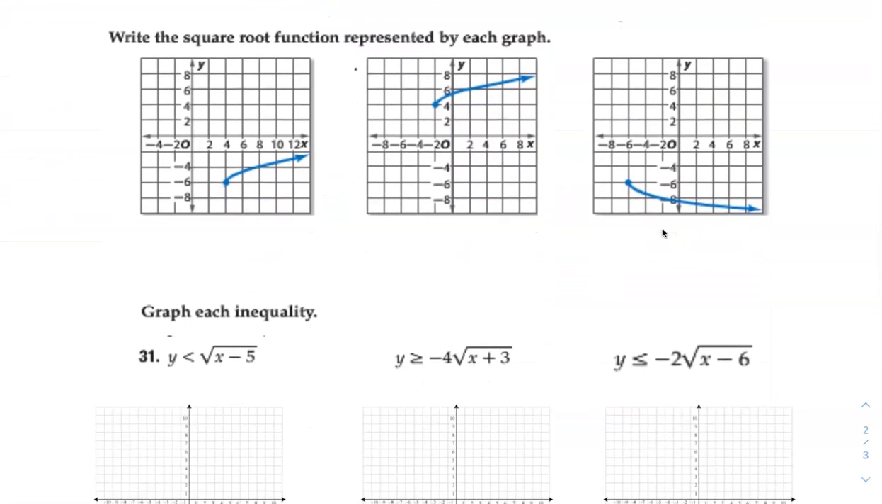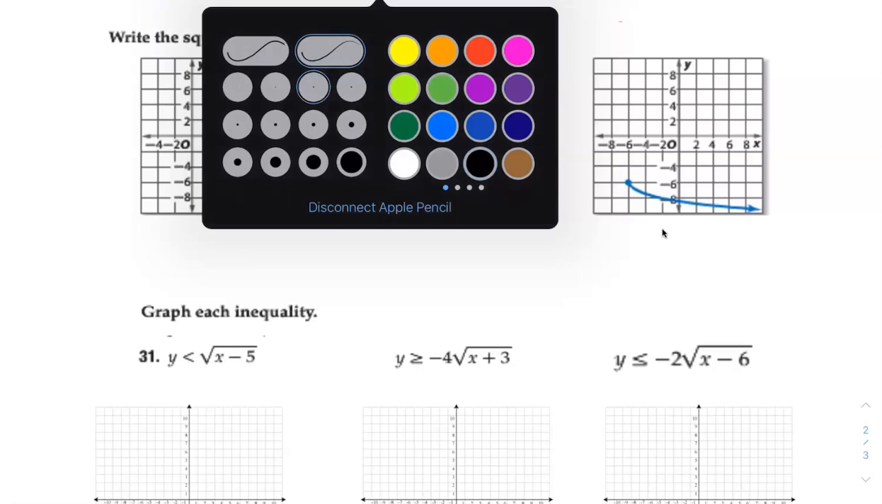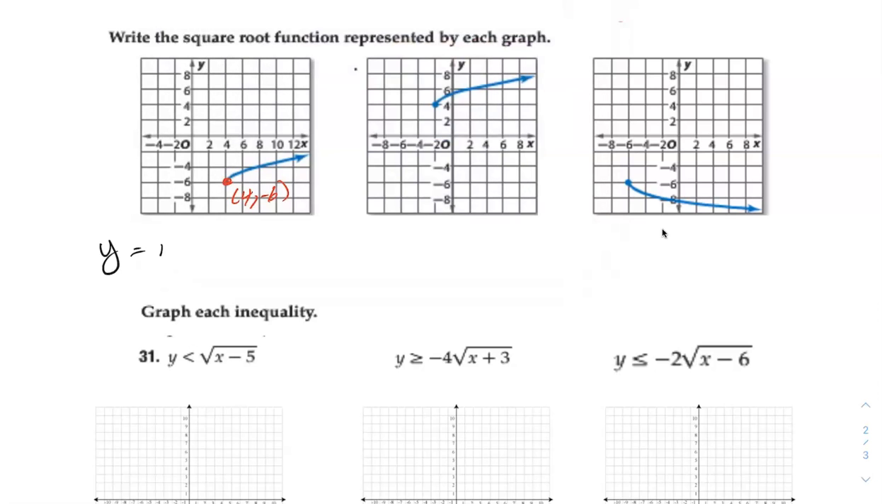Write the square root function represented by each graph. So I gotta write the equation for this one. So again, talk about where you started, right? So let's look at this one. I'm starting here at 4 and negative 6. So my basic square root function is this, like that's a generic square root function, right? Inside opposite, outside follows. This is moving left to right. That's moving up and down. So for this one, it'll be y equals square root of x minus 4, minus 6. That'll give me this graph. Move right 4 and down 6.